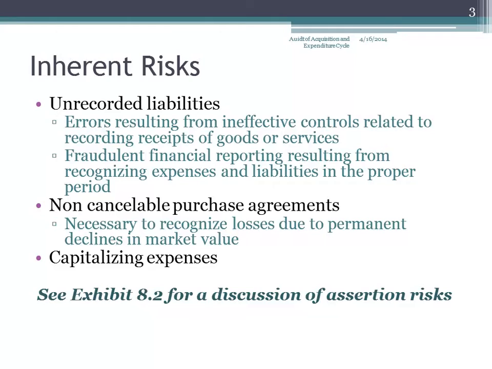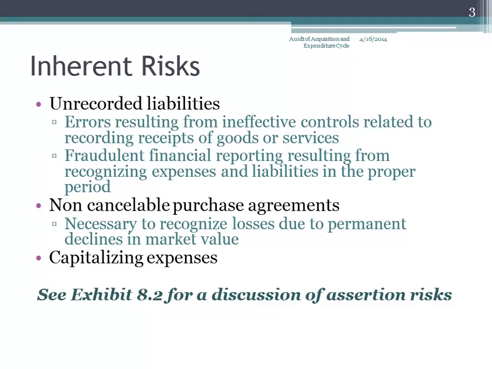And so again, if companies are committing fraudulent financial reporting and they're trying to do that by managing the expenditures or managing liabilities, they're going to look, right? So cutoff tests become really important, and we'll talk about a search for unrecorded liabilities. Also looking at non-cancelable purchase agreements, right? So we talk about purchase orders, and purchase orders are really a contract, because it's what the company issues to a vendor for services or goods. And so it's really important.